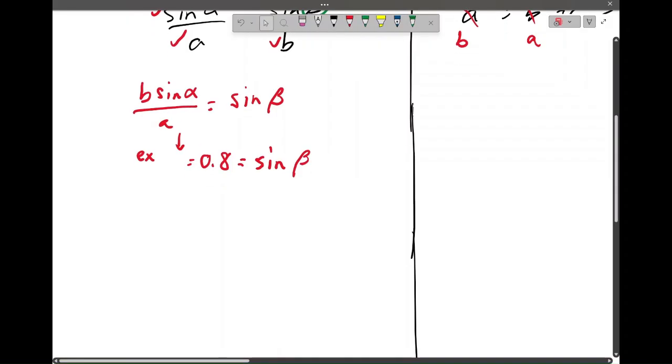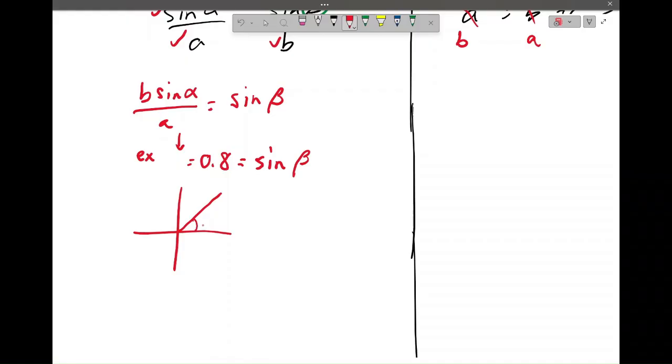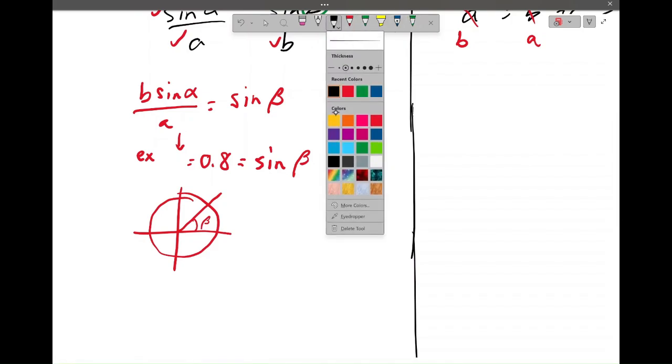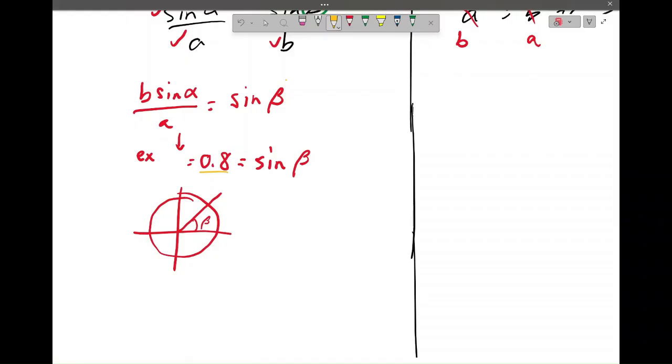Let's draw this on the unit circle. If I have some angle, call it beta, and here's my unit circle, let's say it is this, not to scale. If that is my sine value of 0.8, that's the y value on the unit circle. Say it's right there. Now from our picture, you can see that there's a second angle that has that same y value. If I go over here into quadrant 2, you'll get this other one. Maybe I'll use a slightly different color. I'll use orange here.